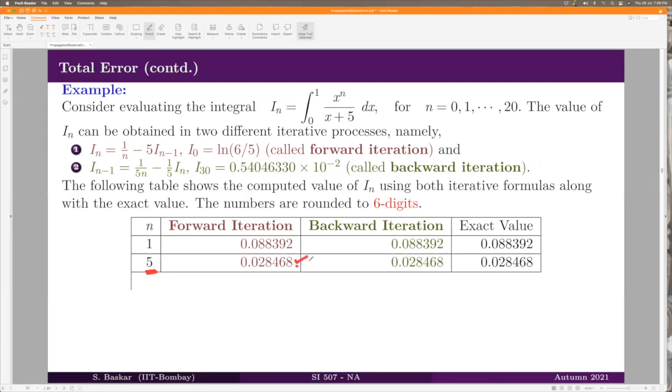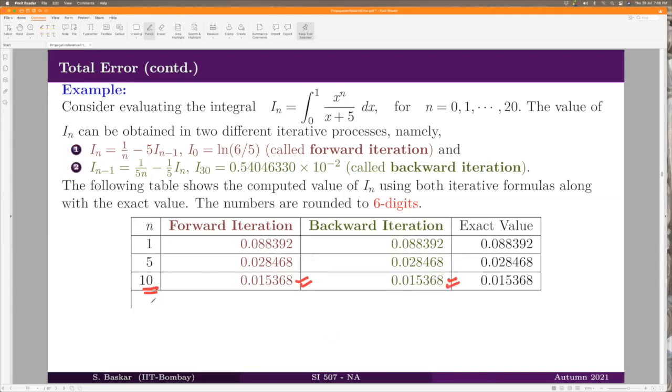The forward iteration formula gave this. The backward iteration formula, started from I30, came backward up to I5 and got this value, and the exact value is this. Till now your computer is working well, both with forward iteration starting from n equal to 0 and reaching n equal to 5 using this formula, and starting from 30 and reaching 5 backward using this formula. Both worked well. Now go to 10. You can see again both forward and backward worked very well.